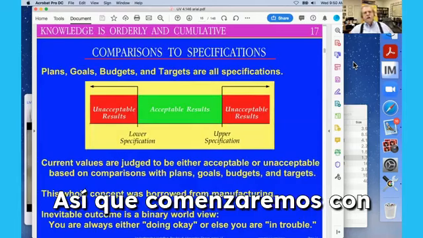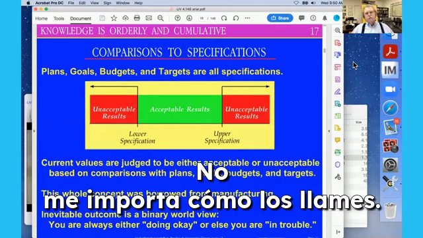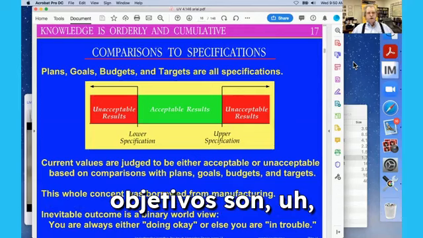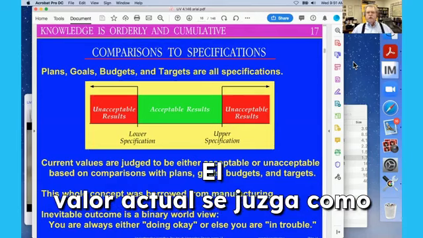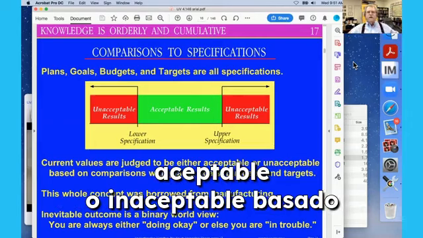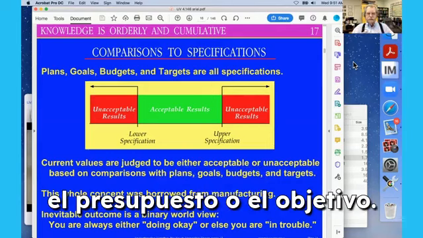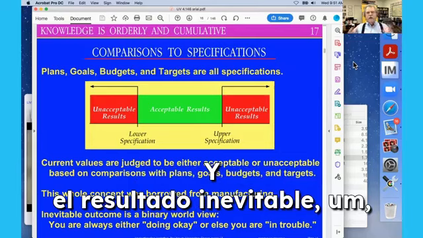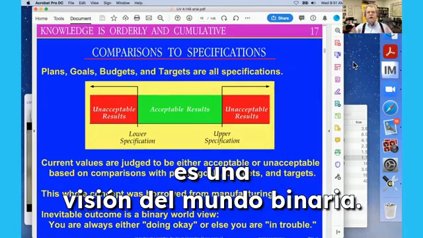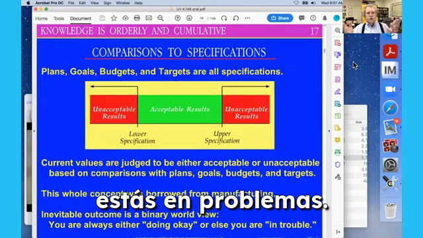So we will begin with comparisons to the specifications. I don't care what you call them, plans, goals, budgets, targets, are all specifications. The current value is judged to be acceptable or unacceptable based on a comparison with the plan, the goal, the budget, or the target. The whole concept comes right out of manufacturing. And the inevitable outcome is a binary worldview. You're always either doing okay or else you are in trouble.